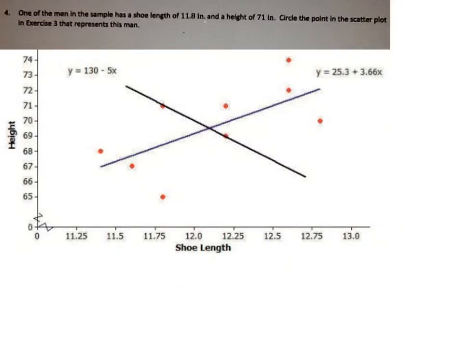Right, one of the men in the sample has a shoe length of 11.8 inches and a height of 71 inches. Circle the point in the scatter plot in exercise 3 that represents this man. I went ahead and copied that plot over so that we could see it. And if we look, that would be that man. Okay, 11.8 and 71 inches.